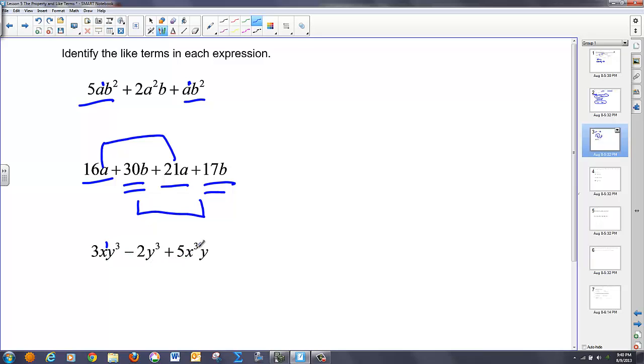And finally I have an x cubed y, which doesn't match any of the exponents in either of the first two terms. So there are no like terms in this last expression.